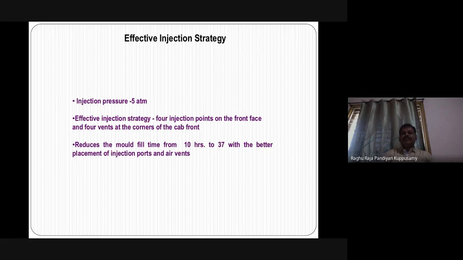From the effective injection strategy, I could understand that my injection pressure is fixed at 5 atmospheres, and the injection strategy is 4 injection points on the front face and 4 vents at the corners of the cavity front. You can see that from start to end, there is a mold fill time reduction from 10 hours to 37 minutes, with better placement of injection ports and vents and the judicious choice of an injection gate at a pressure of 5 atmospheres for resin injection.